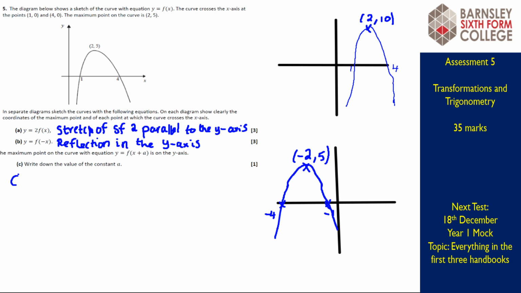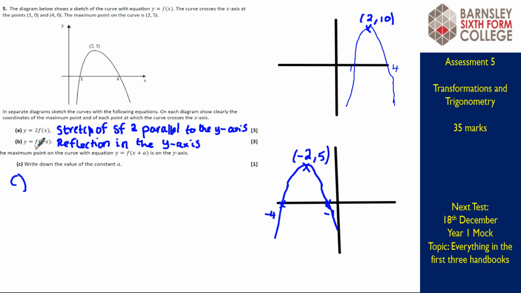Then finally part c, write down the value of the constant a. The maximum point on the curve with the equation y equals f of x plus a is on the y-axis. So if you look at this graph, what would have happened to it if it's now going to be on the y-axis? Well, it's shifted 2 to the left. If x was 2 before, and it's going to be on the y-axis, then x is 0, because of course it crosses the y-axis when x equals 0.